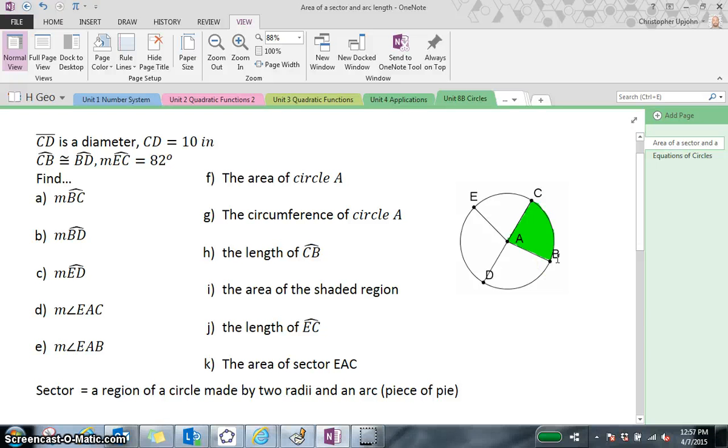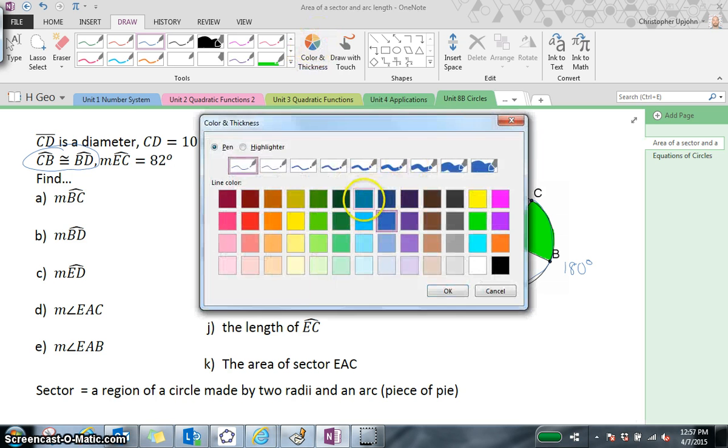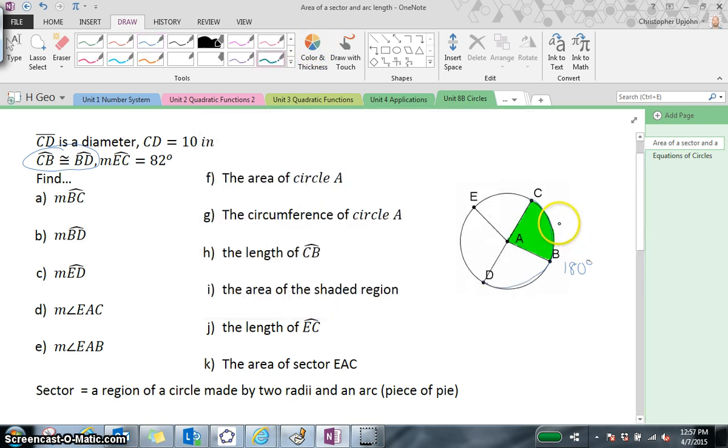So let's do some problems with arc length and area of a sector. First, we'll start with some review. CD is the diameter, meaning then that it cuts our circle into two semicircles of 180 degrees. So this segment around here is 180 degrees, but it also tells us that arc CB is congruent to arc BD, so we know they are both the same. It has to be 90 degrees, 180 divided by 2. That also means these angles, because they're central angles, are right angles.